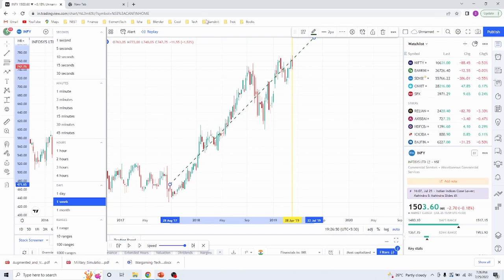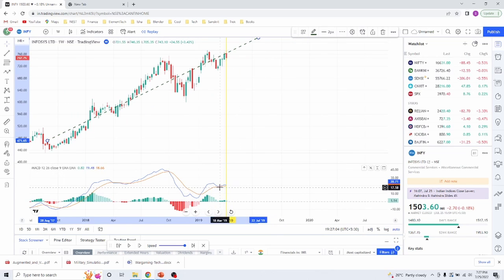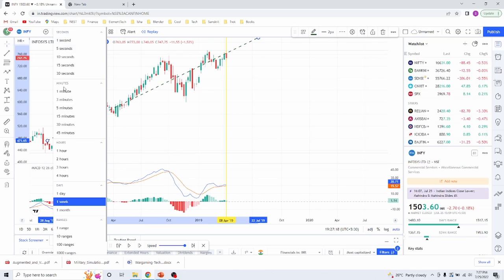Let's also look at what the weekly MACD is doing. I'll go to indicators and add the MACD. You can see that weekly also, in the primary trend, what is known as the tide, the MACD blue line is above the orange line. So this is a bullish situation. Okay, so we'll go back to our daily chart.